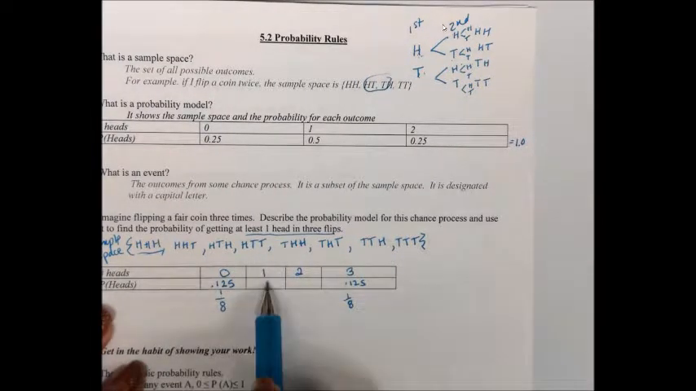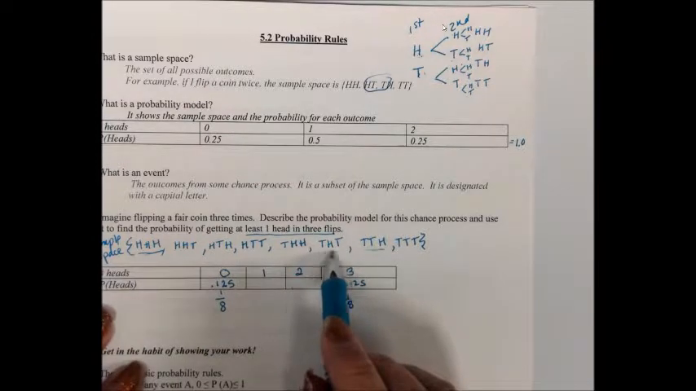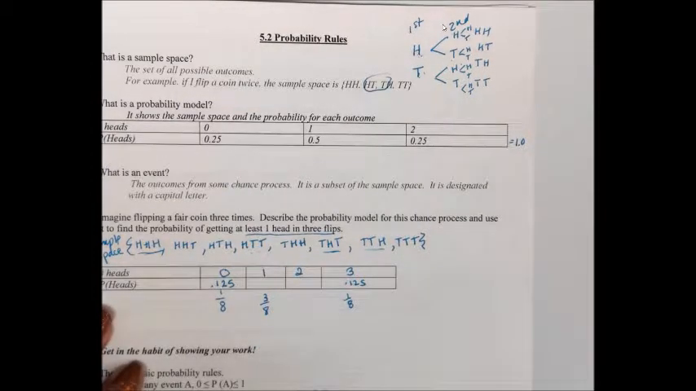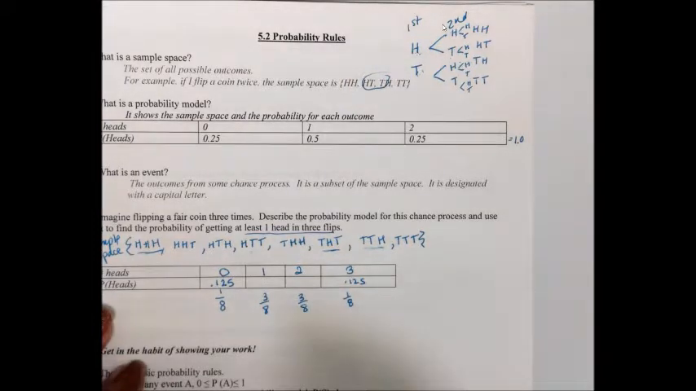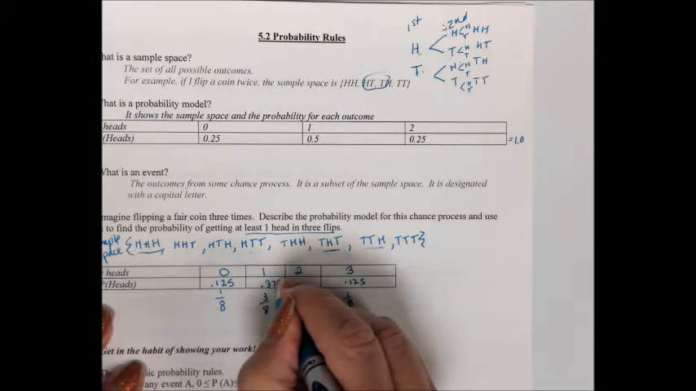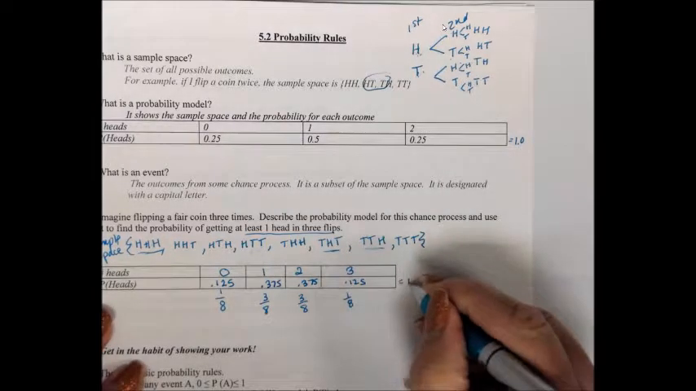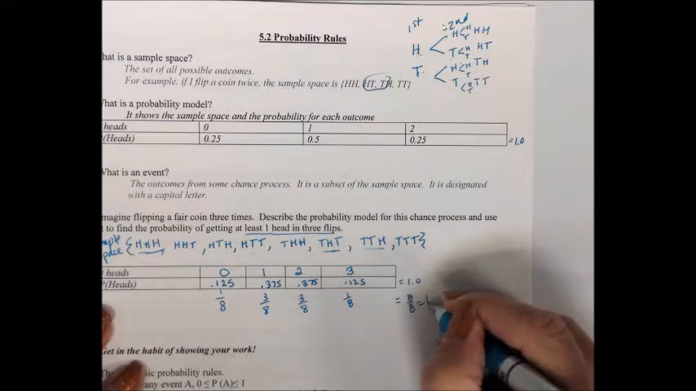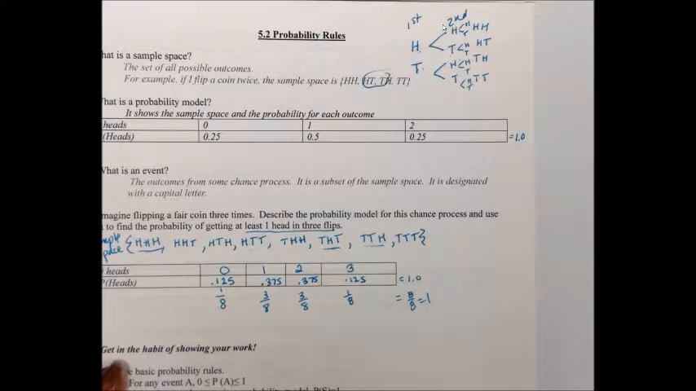And then 1 head occurs here, here, and here, so it occurs 3 out of 8. And then I believe 2 heads would also occur 3 out of 8. And those decimals are 0.375, 0.375. Again, this adds up to 1.0, or this adds up to 8 out of 8, or 1 whole. So you can show your probabilities as decimals or fractions.